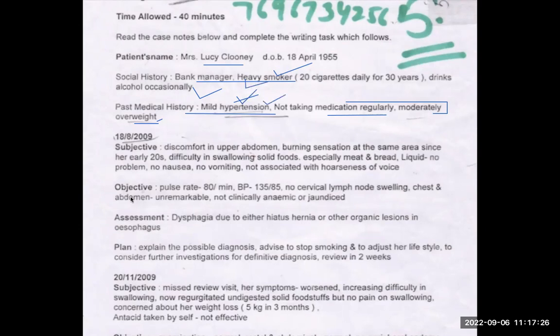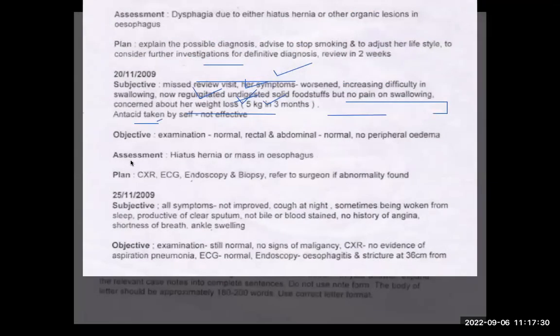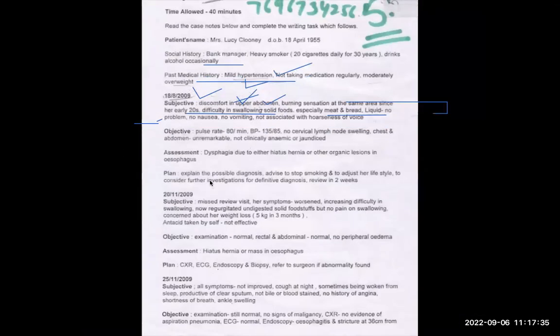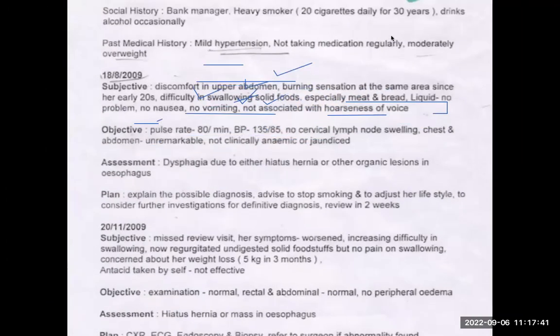Then the first visit was on 18th August, and the date of today is 23rd January. That means she has been our patient for the last 4 months. The first time she visited on 18th August, she presented with discomfort in the abdomen, a burning sensation in the same area since her early 20s.